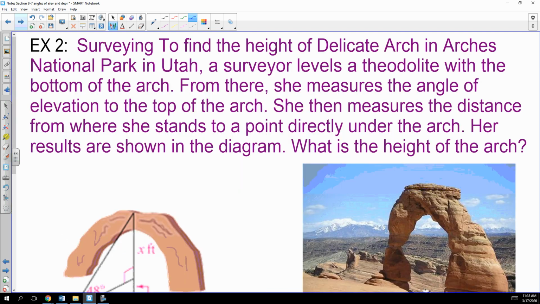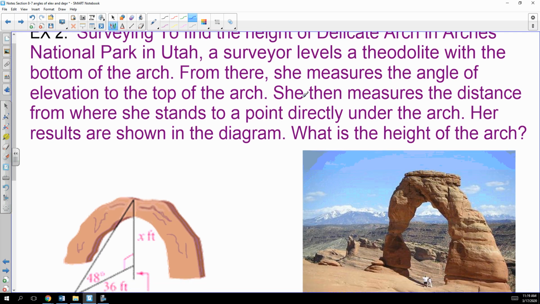Moving on. Okay, so this example is pretty challenging. You want to find the height of Delicate Arch in Arches National Park in Utah. So a surveyor levels a theodolite, that's a measuring device. If you don't know what that is, you can Google what a theodolite is. She levels it with the bottom of the arch, and from there she measures the angle of elevation to the top of the arch. She then measures the distance from where she stands to a point directly under the arch, and her results are shown in the diagram.